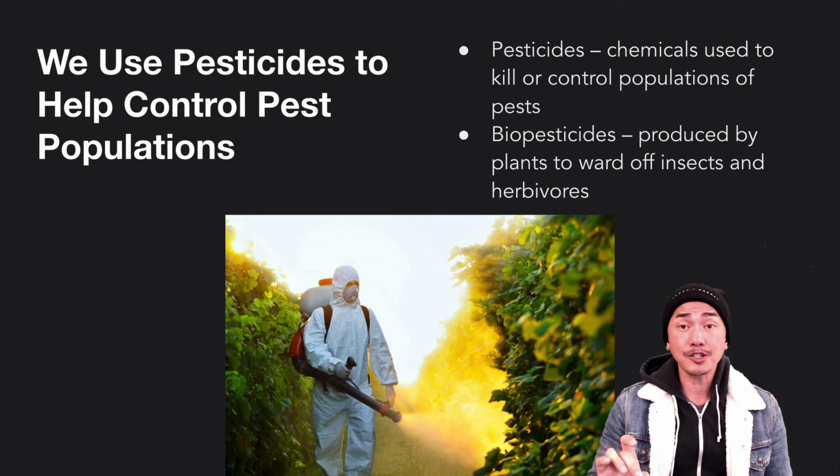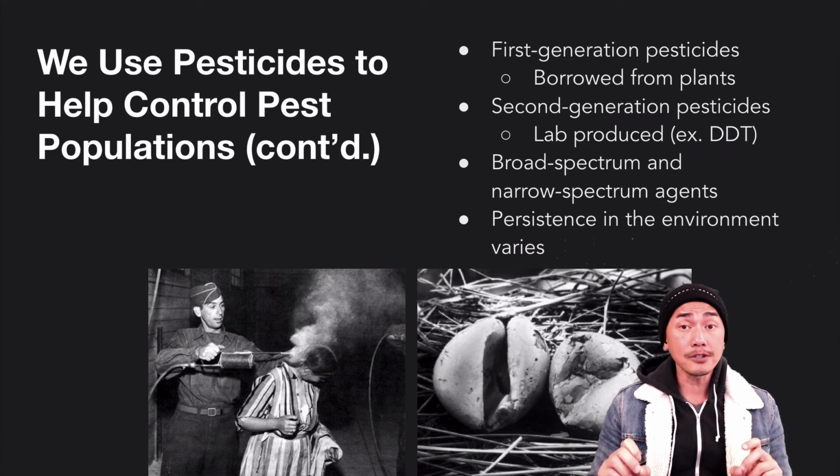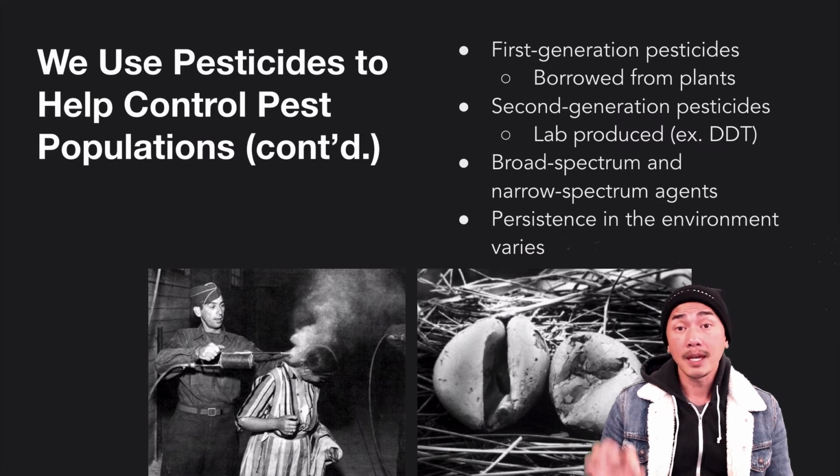Biopesticides are naturally produced by plants to ward off insects and herbivores. The pesticides used in agriculture came in two waves. First generation pesticides were derived or borrowed from plants. Second generation pesticides were produced in labs. An example was DDT, which we'll talk about later.